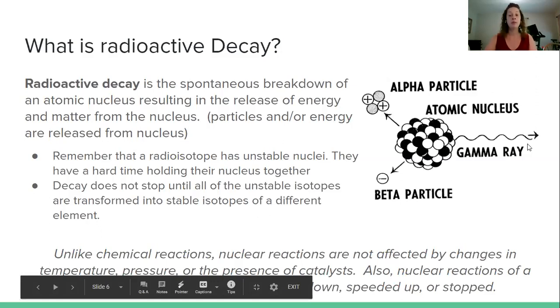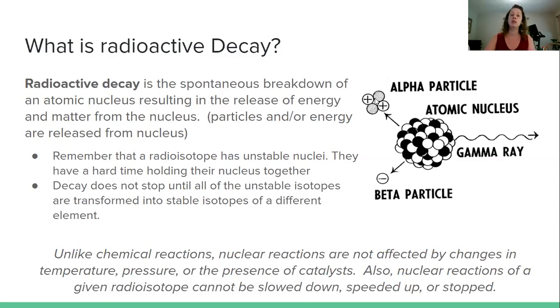So there's a gamma ray, which is strictly energy. And then there's an alpha particle, which is like a helium particle. We're going to talk a lot about that. And there's also energy release. Or a beta particle, which is similar to an electron, and energy released. So they all release energy.